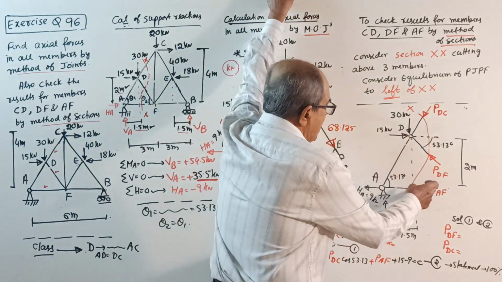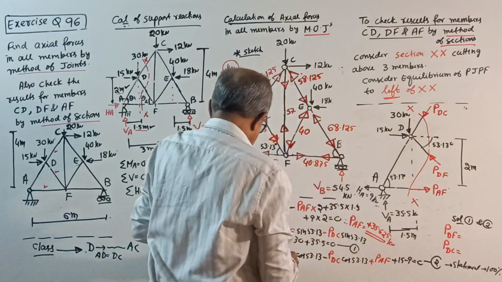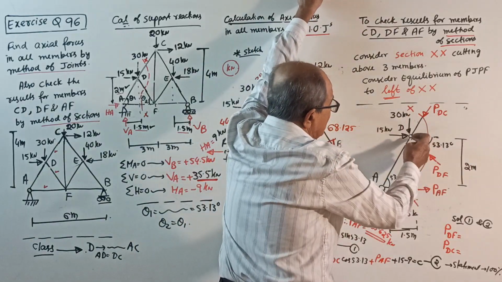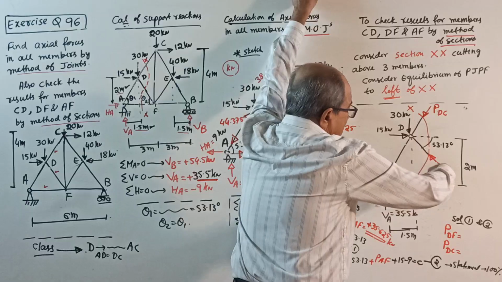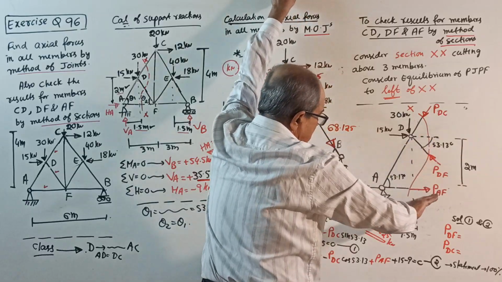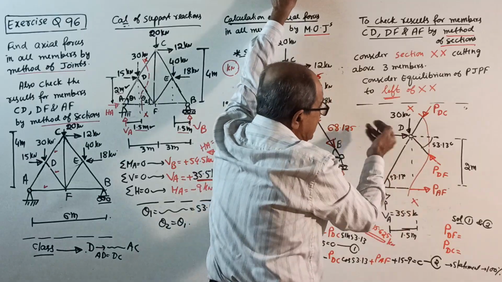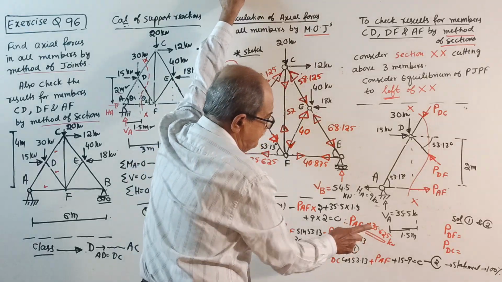Among the three unknowns, two unknowns are meeting at D, so take moment about D. When you take moment here, all of these are 0. Minus PAF into 2 plus 35.5 into 1.5 plus 9 into 2 equal to 0. You get the value of PAF.